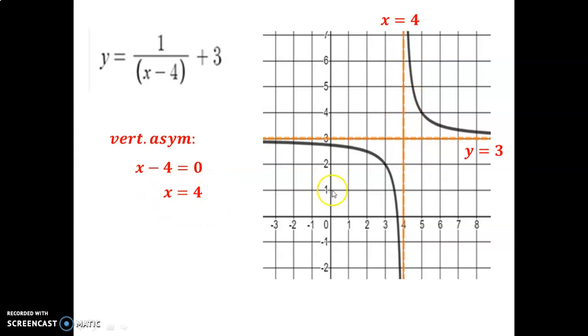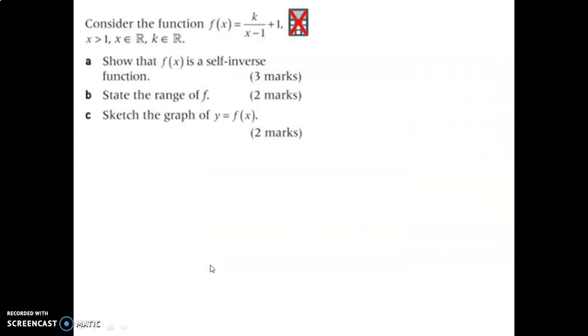We see it here. Okay, for our horizontal asymptote, we look at the shift. We see it's been shifted up 3 units, therefore our horizontal asymptote is now at y equals 3. Okay, that's what we know so far. Let's take this a little bit further now.